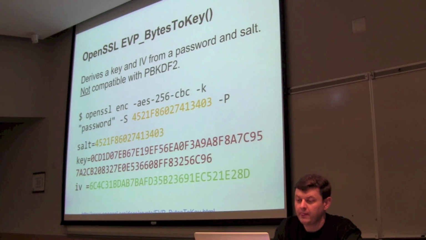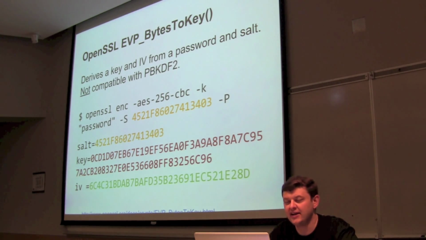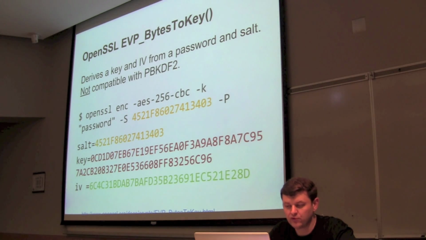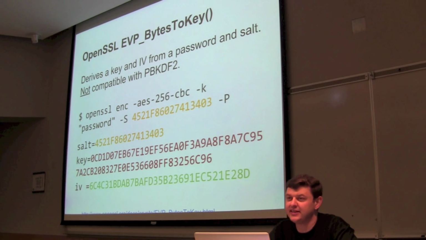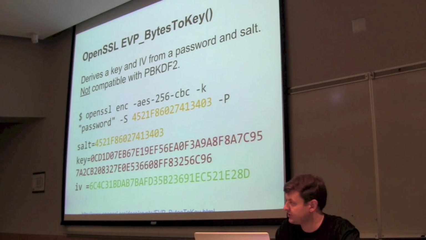Now, we talked about the password-based key derivation function. Well, OpenSSL had an implementation before that became the standard, so they have their own password-to-key type function, this EVP. It derives a key and an initialization vector from a password and a salt, not compatible with this. So if I run this -p option on OpenSSL, on that same encryption I did before, I want to figure out what key and IV OpenSSL would generate from this password and salt. These are the values I'll get. That 0CD number in red would be the key that gets output, and that 6C4 in green would be the IV. And we'll be using those in some future slides here.